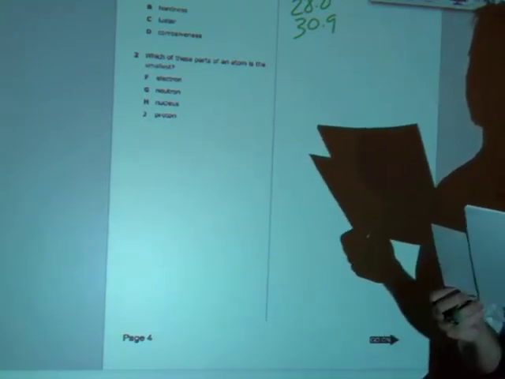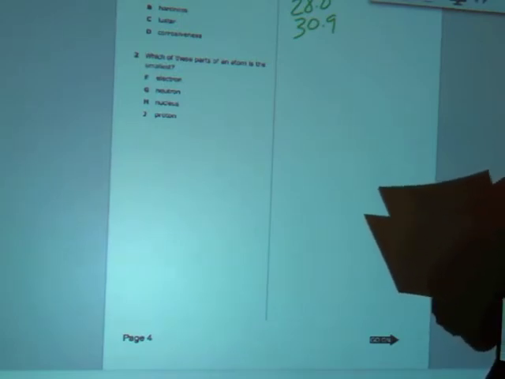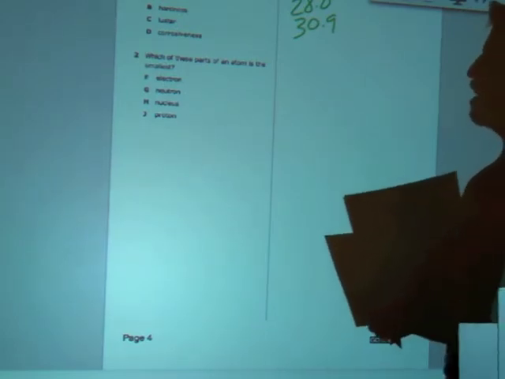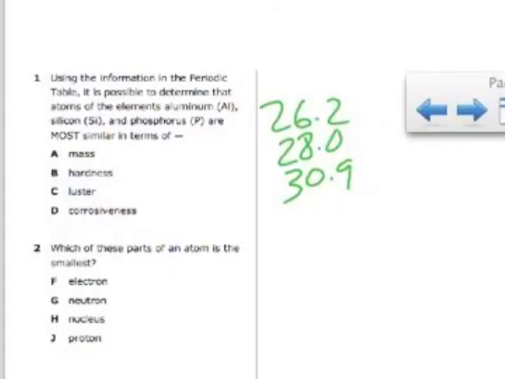And then corrosiveness, how they break down. Do you think that would be the same? No. Corrosiveness is a type of reaction that occurs with other substances around them, like oxygen and stuff. So that would be true if they were in the same group together. So the real answer is going to be mass. They're closely related by mass, okay?